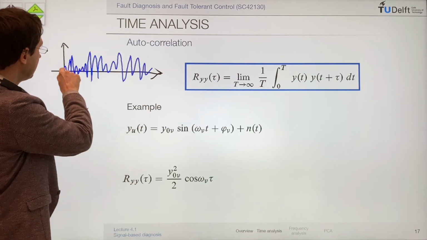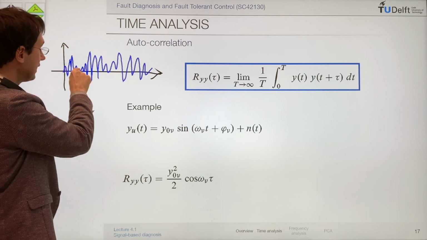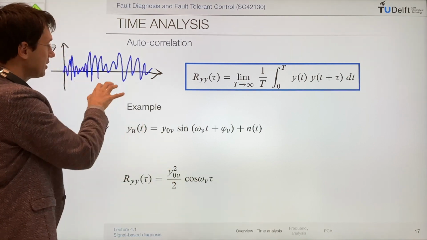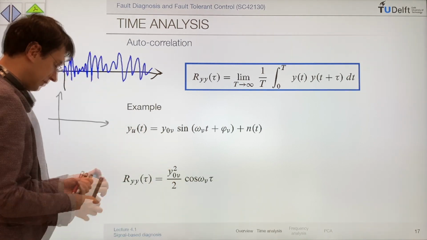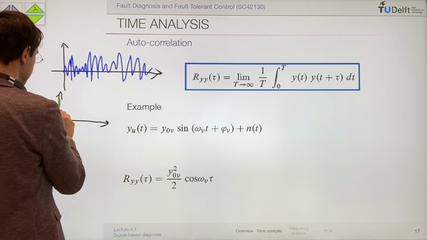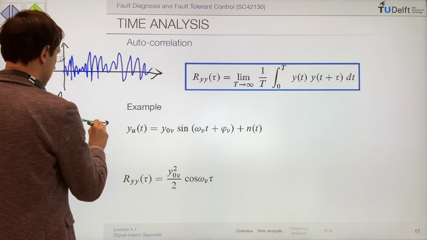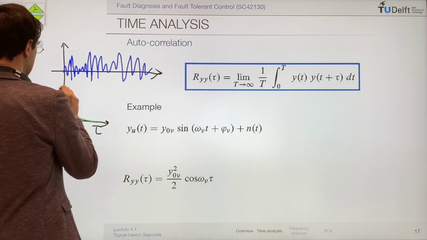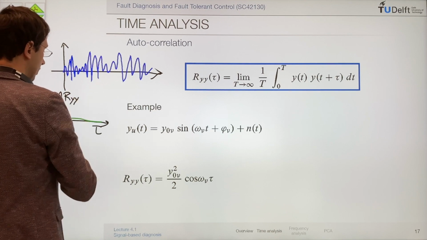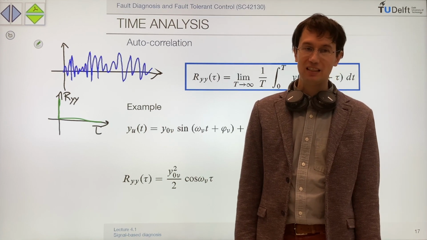So the value of the signal at a given time is completely independent of the value of the signal at another time. So the autocorrelation of a white noise turns out to be a Dirac delta in 0, and then you have nothing here. So this is tau, and this is the autocorrelation RYY.